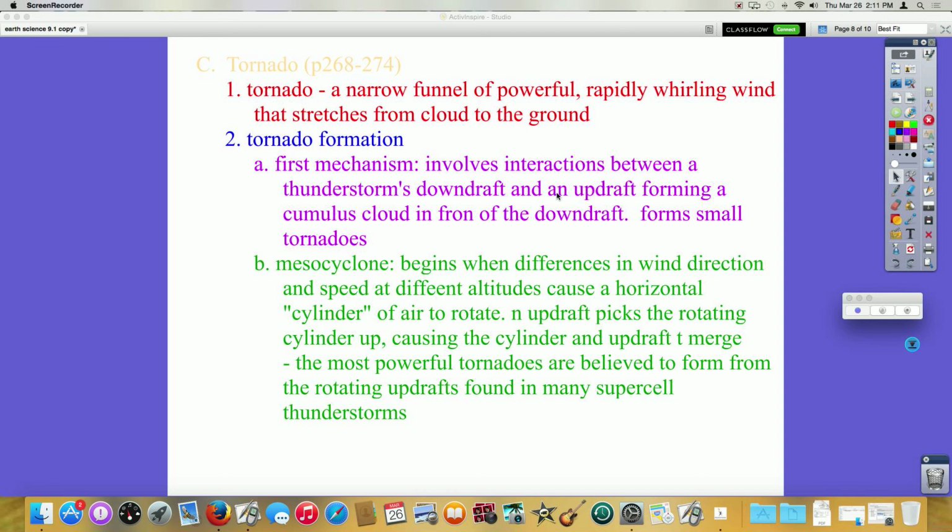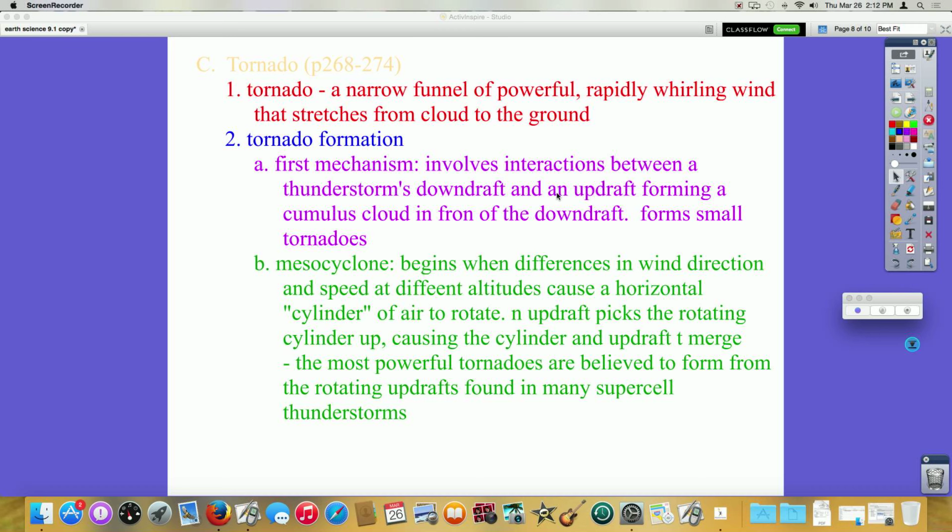Now we actually have some ways of describing the formation of tornadoes, and like I said, we're still learning about them. Discovery Channel has had many shows about tornadoes and pretty much about the people trying to study them. But a tornado is a narrow funnel of powerful, rapidly whirling wind stretching from the cloud to the ground. It's usually not officially a tornado until it touches the ground. Tornado formation. Like I said, this is fairly new information within the last few years here.